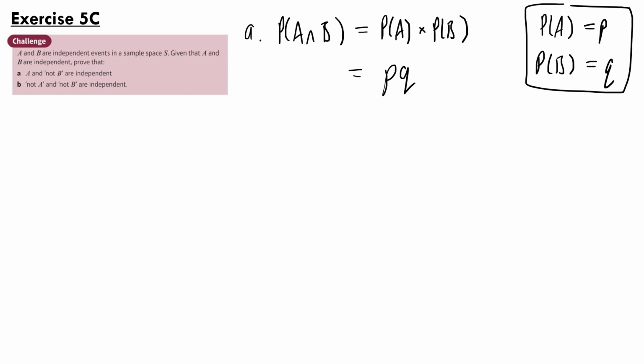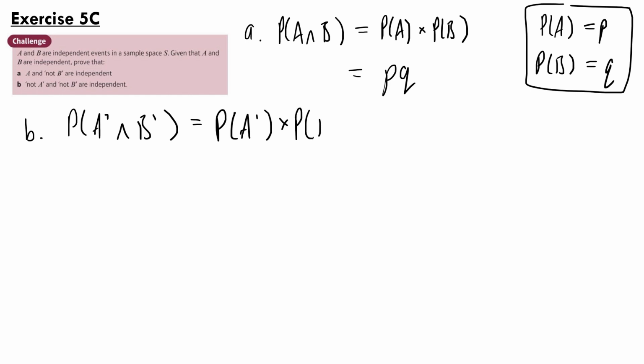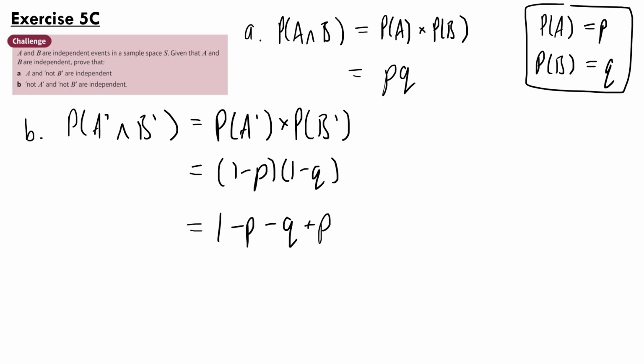Okay, for part b, we need to show that not A and not B are independent. So, doing the same thing as before, if they are independent, we have that the probability of not A intersection not B is equal to the probability of not A times the probability of not B, which is equal to 1 minus P times 1 minus Q. And that is equal to 1 minus P minus Q plus PQ.